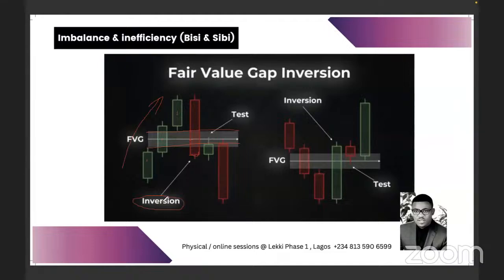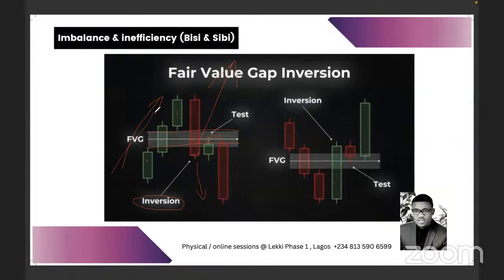When we have a fair value gap inversion, what do you do? You don't expect the price to continue in that same direction anymore. Whenever there's an inversion, it means that the price is attempting to go in the opposite direction. That's what it means. So what do you do? You watch out for the next candle to go and test the fair value gap 50%. You enter a sell.